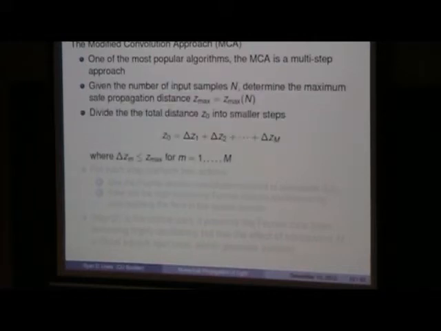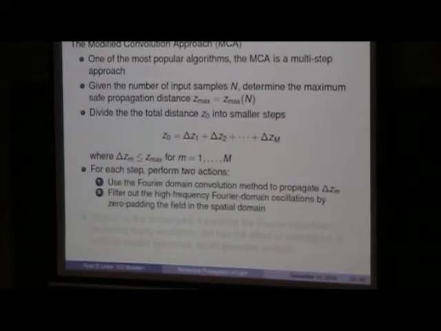One of the more popular approaches is a multi-step algorithm. Sometimes it's not given a name at all. Sometimes it's called the modified convolution approach. I'm going to call it the MCA because I need to give it some name. It works like this. Given the number of input samples, you can find the maximum distance you can safely propagate before the field becomes too oscillatory. Call that Z max. Then you divide your total propagation distance up into smaller steps, delta Z1, delta Z2, and so on. Each one of these smaller steps is smaller than Z max.